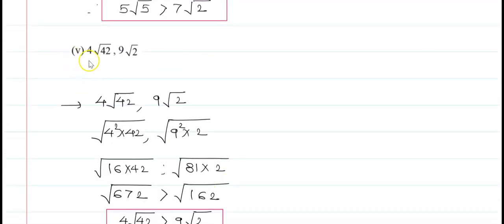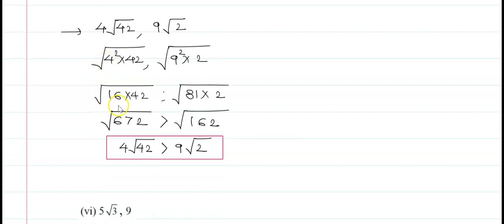Now the next is 4 root of 42 and 9 root 2. Again here is root of 4 square into 42 and root of 9 square into 2. 4 square means 16 into 42. 9 square means 81 into 2. Here 672 is greater than 162. And that's why 4 root of 42 is greater than 9 root 2.